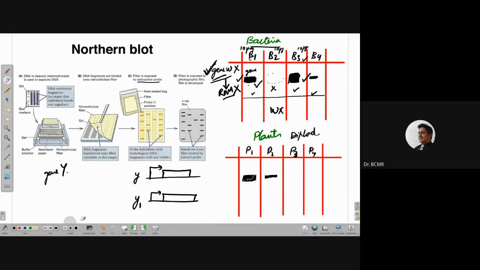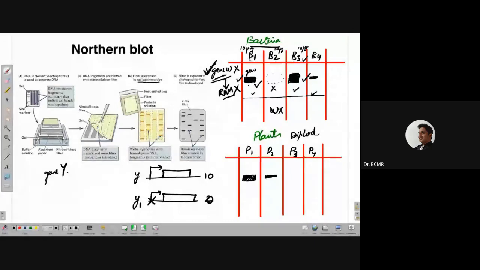So assume that Y produces about 10 transcripts per minute, whereas Y1 has some mutation. Because of that mutation in the promoter region, it is not producing as much as it does. So it is assumed that it is producing only 2 copies or even 0 copies.